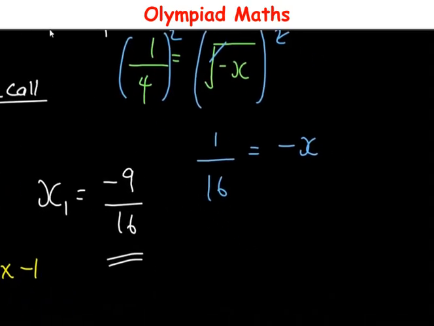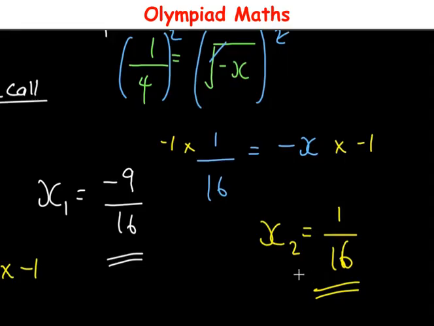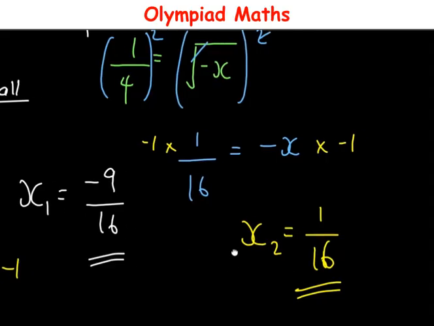And from here, if we multiply this equation by minus 1 times minus 1, minus 1 times 1 over 16, then minus times minus is plus, x times 1 is x. So x is equal to 1 over 16. And with this, we have gotten the second solution for the value of x. So we have two solutions for the value of x, this and this. Now, the next thing is to verify if these two solutions are the correct solutions. So let us verify this right here.